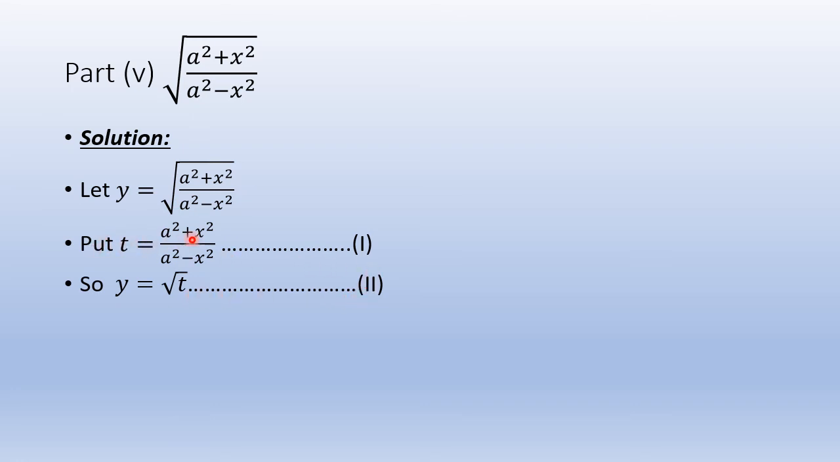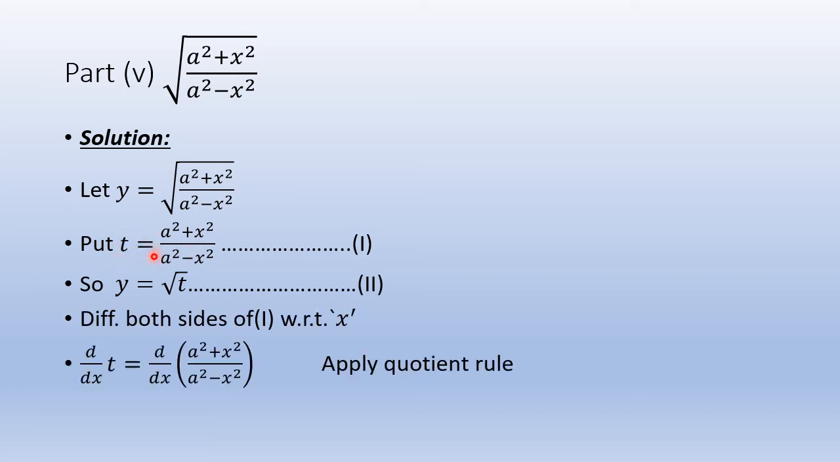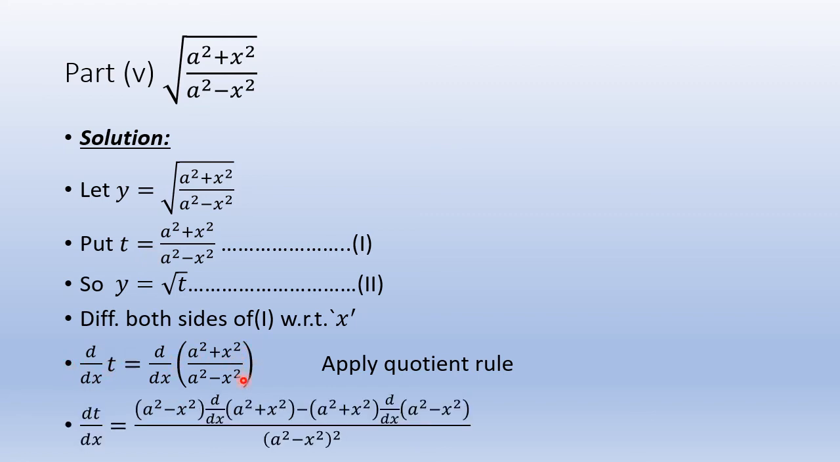Now differentiate both sides of 1 with respect to x. So we put a d by dx here and a d by dx here. This becomes dt/dx, and here we apply the quotient rule. You can see this was the denominator, a² − x², and we take its square. Then (a² − x²) into d/dx of (a² + x²), minus (a² + x²) into d/dx of (a² − x²). Now a² is a constant, so its derivative will be 0 and the derivative of x² is 2x. Again, the derivative of a² is 0 and the derivative of x² is 2x. So I will get 0 + 2x and 0 − 2x here.